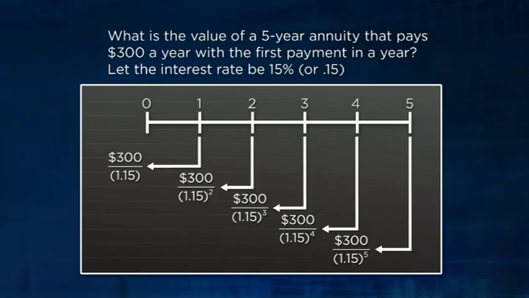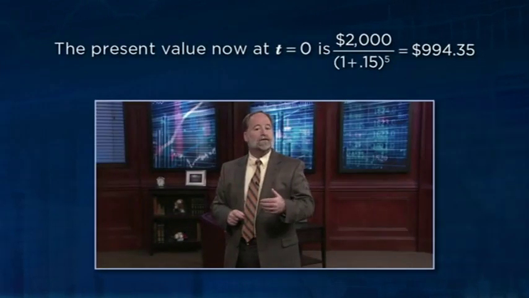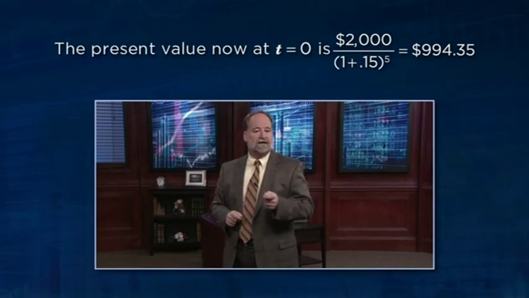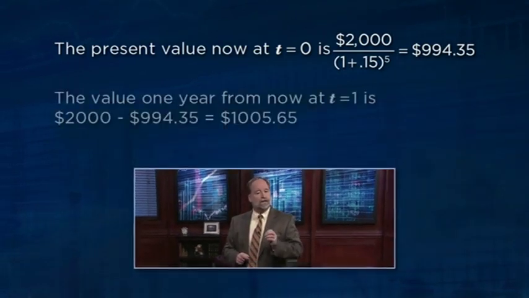Note that the value of a perpetuity that pays $300 every year with the first payment exactly 1 year from now, when the interest rate is R equals 0.15, is what? 300 divided by 0.15, which is equal to $2,000. Note that after 5 years pass and the perpetuity has paid 5 $300 payments, that perpetuity will also be worth $2,000. In present value terms, that $2,000 value in year 5 is worth what? 2,000 divided by 1 plus 0.15 raised to the 5th. It's equal to $994.35 now.